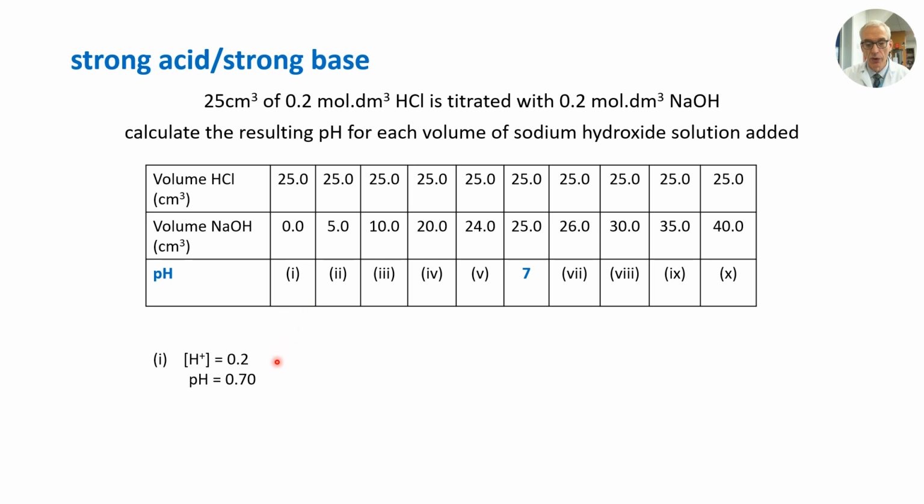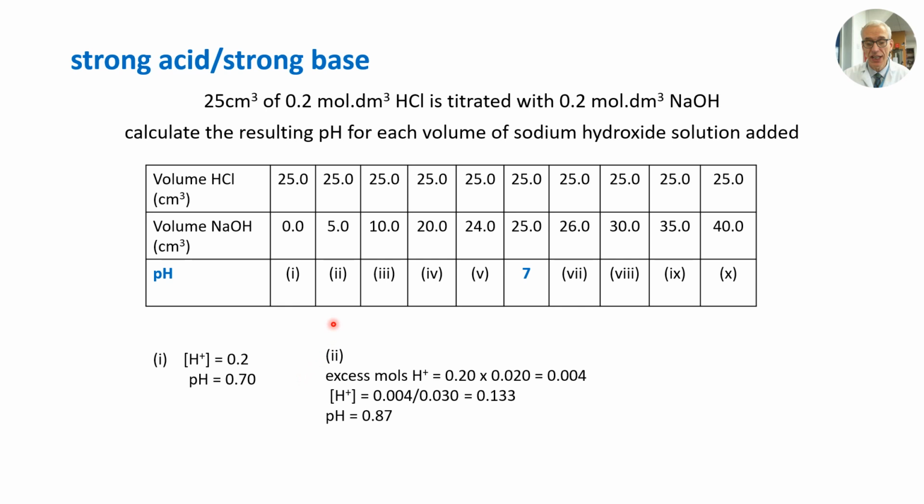As hydrochloric acid is a strong acid, the concentration of hydrogen ions will equal the concentration of the acid. So the concentration of hydrogen ions is also 0.2, as that is the concentration of the acid. We put that into the pH definition, and that comes out as 0.7.